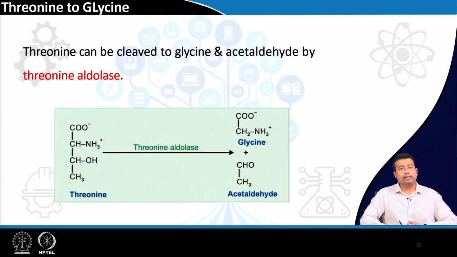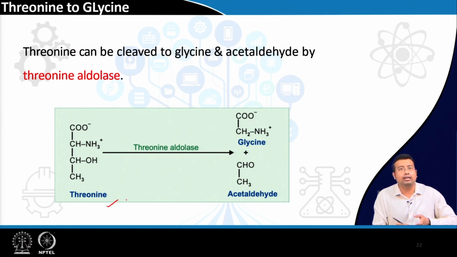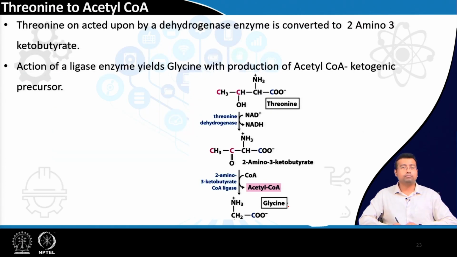Next, a familiar reaction. Again, in the synthesis of glycine we have already read that threonine, by the action of threonine aldolase, is converted to glycine and acetaldehyde; it cleaves threonine. So, this is how threonine is converted to glycine. A 4 carbon compound is cleaved into 2 carbon compounds. Now, very important, threonine to acetyl coenzyme A.